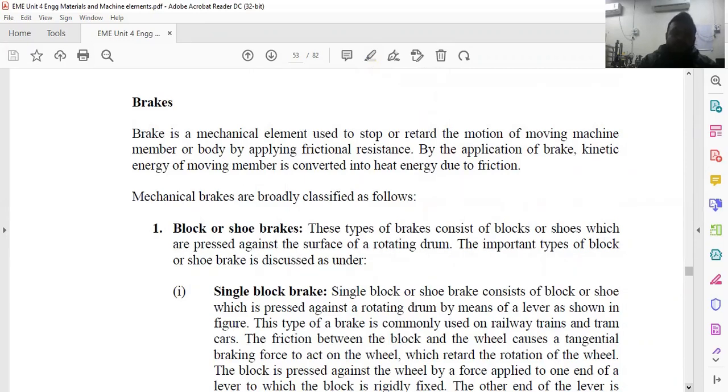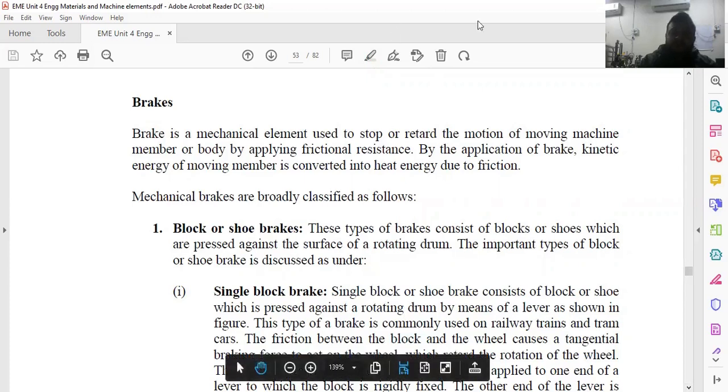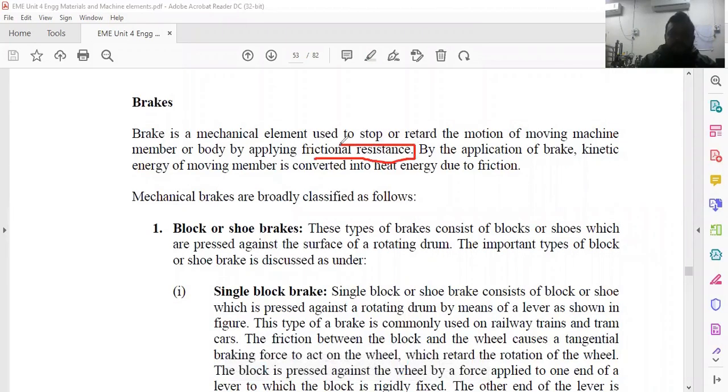But here, according to the operator's will, suppose you have to stop or retard the motion of the moving machine member, for example, an automobile, then brake is normally used. This brake also works on the principle of frictional resistance, as we have discussed in the clutch. So the same working principle is used for the brake also.